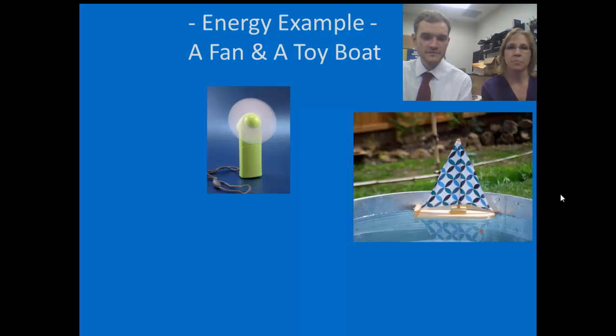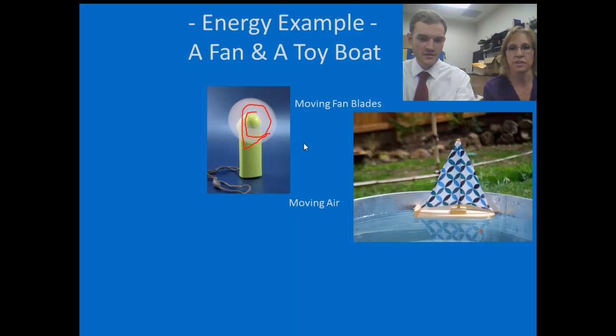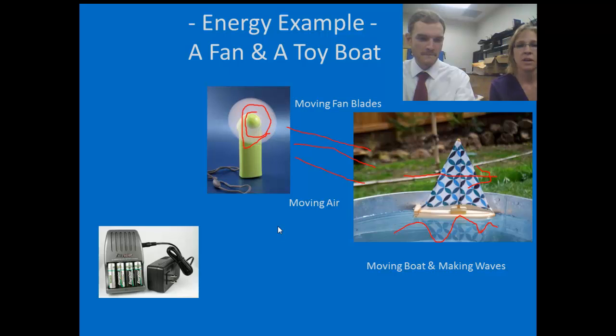So we have a little example here of an experiment. We're trying to move a toy boat with a fan. So of course we need to have some energy to make this happen. We're going to turn the fan on, which causes the blades of the fan to move and spin, which creates air. This moving air impacts the sails of the boat, causing the boat to move. And of course when the boat moves, it makes waves. And all this is a transfer of energy from the fan through the air to the boat and into the waves.